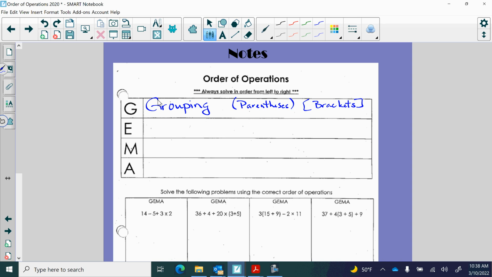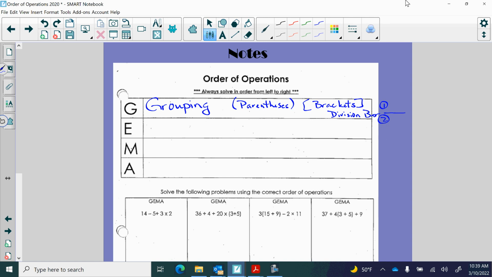Another one that can cause a lot of issues is, believe it or not, the division bar. It is a dividing symbol. If I have a whole problem written out, I do everything on top first, and I do everything on bottom second. So those are your three most common grouping symbols.